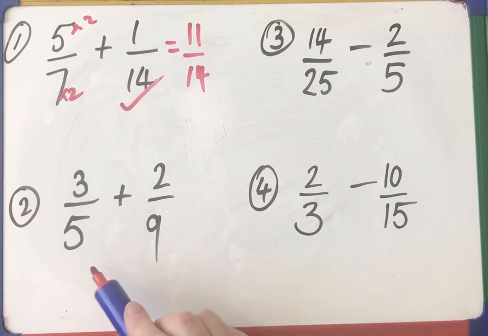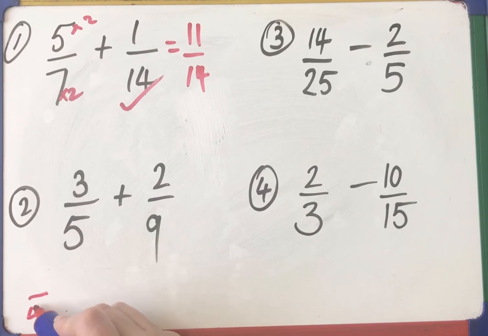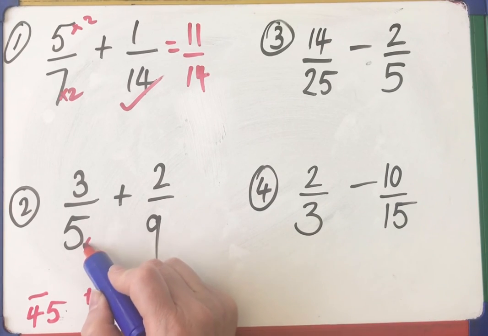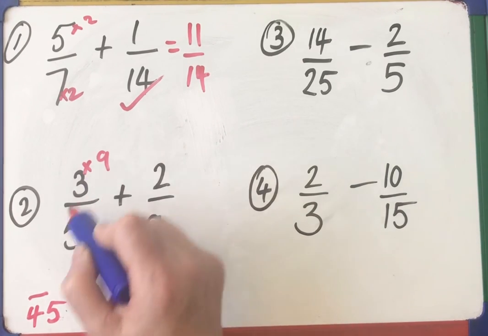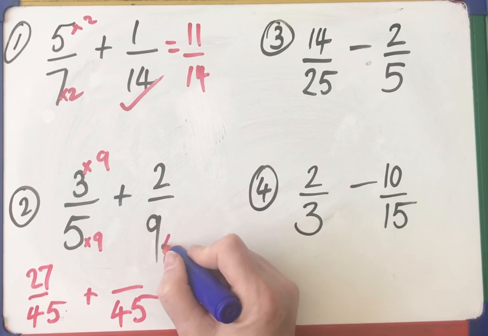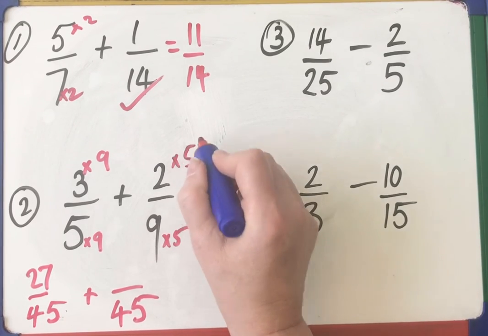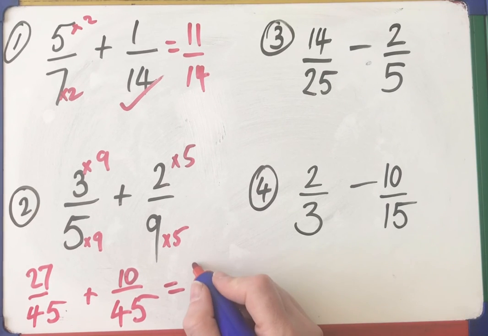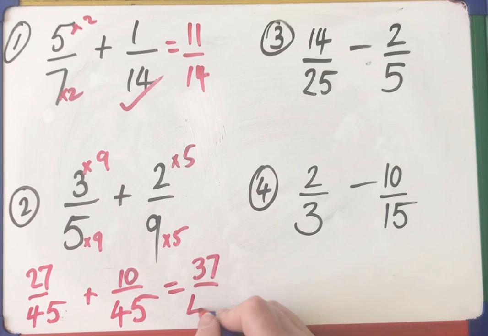This one, the common denominator is 45. So I'm having something out of 45 plus something out of 45. Well, 5 times 9, so 3 times 9. 9 times 5, so 2 times 5, which is 27 plus 10 is 37 out of 45. Hope you got that correct.